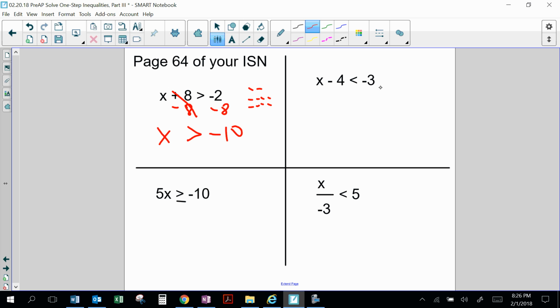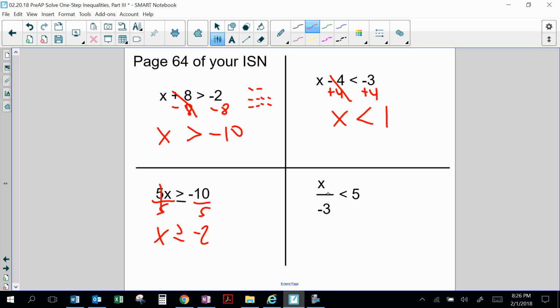Next one, so solve this. I add 4 to both sides because I need the variable. Add 4 to both sides. This cancels. X is less than 1. Next one. This one, you divide both sides by 5. This cancels because the inverse of multiplying is dividing. This cancels out. X is greater or equal to -2.